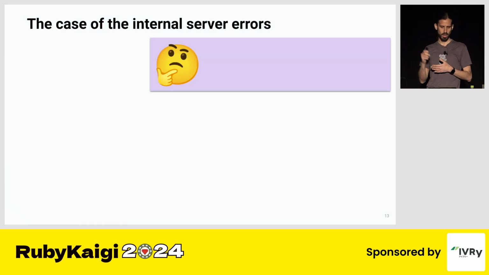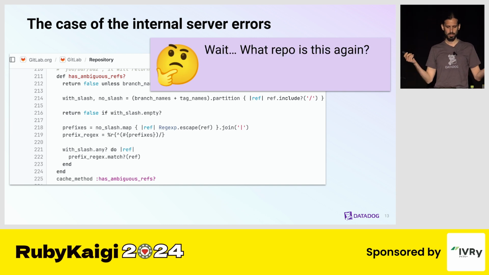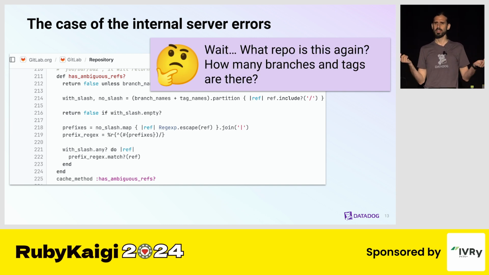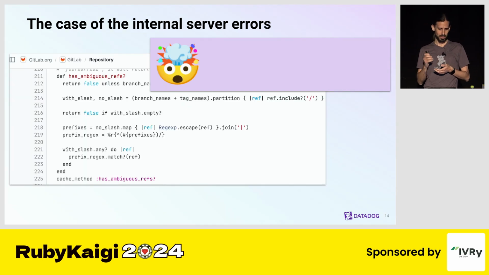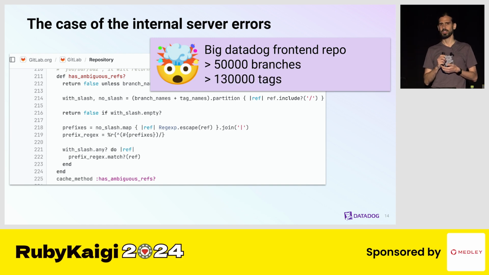So I got to thinking, okay, what repository is this again? How can this be taking so long? How many branches and tags can there be that would take this long? And the answer is that this is a big Datadog front-end repo with more than 50,000 branches and 113,000 tags. And this was the reason. If you're trying to match this many regular expressions, it's going to take a while.